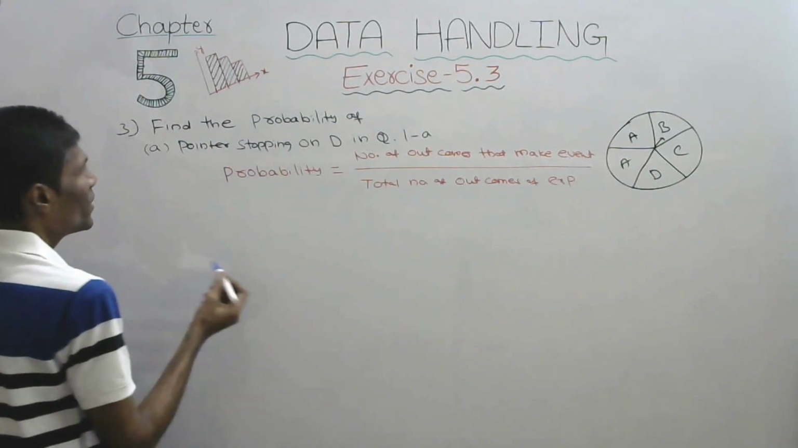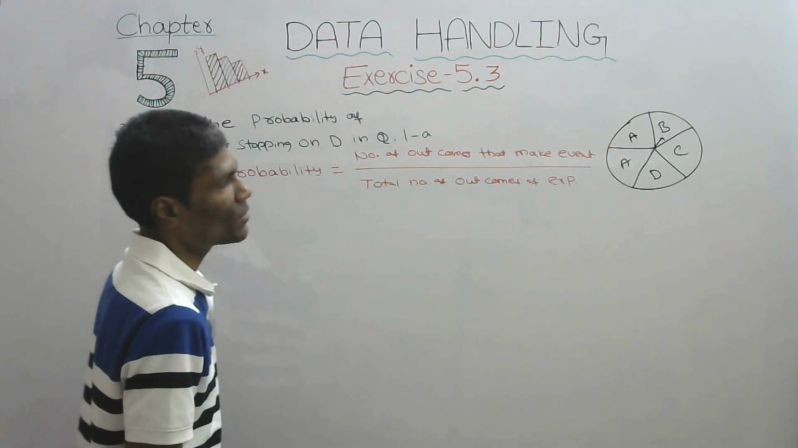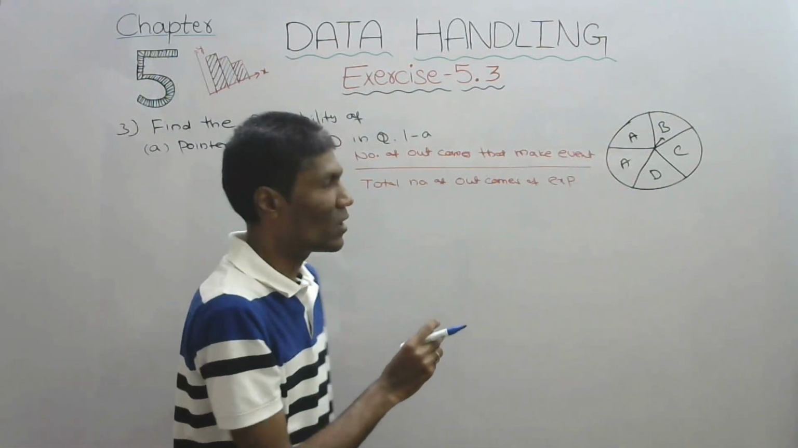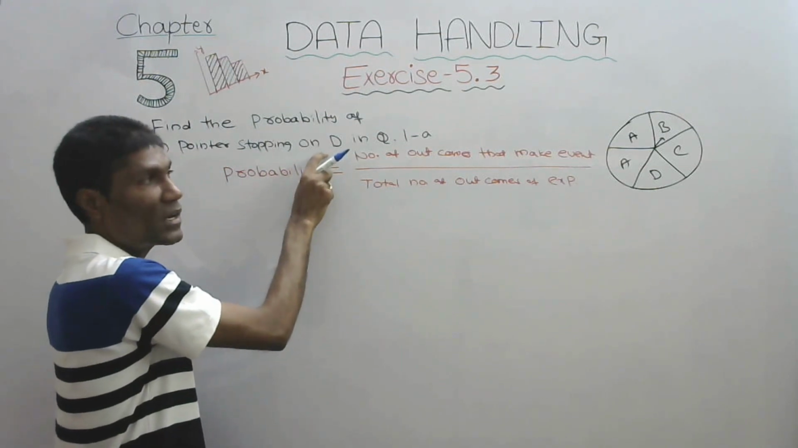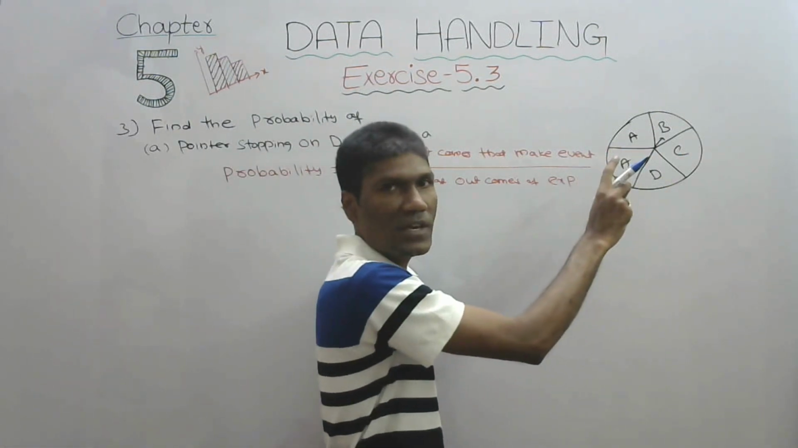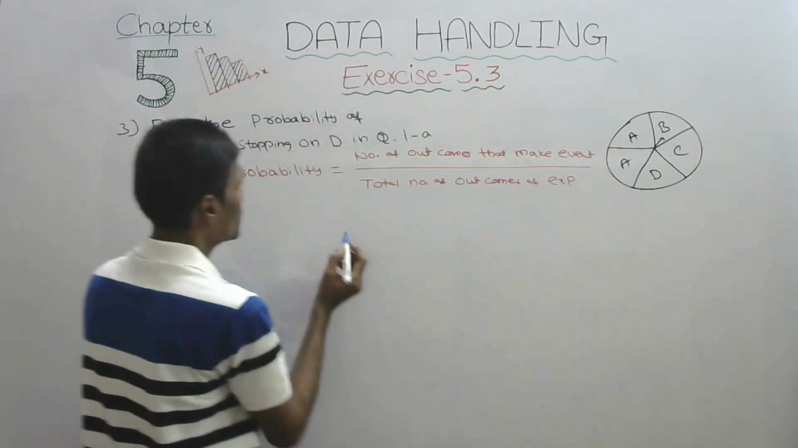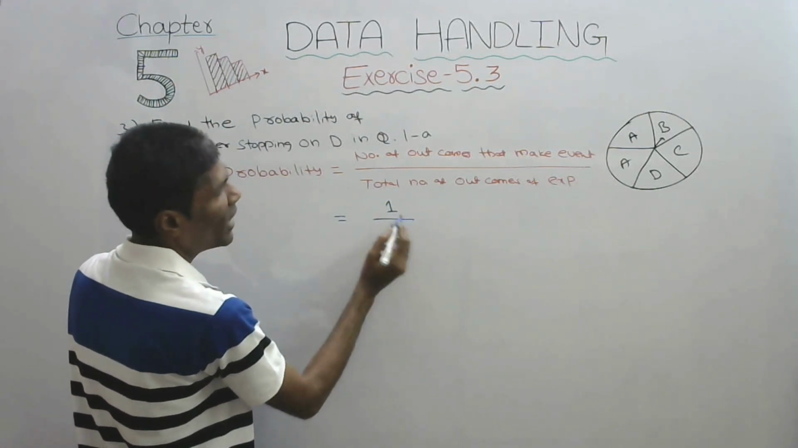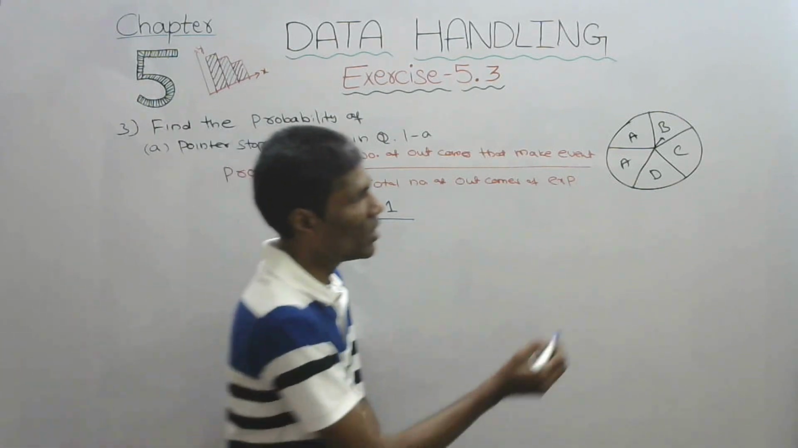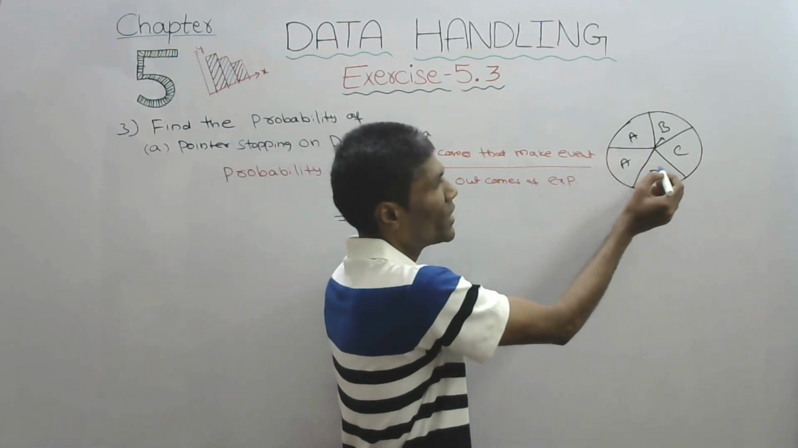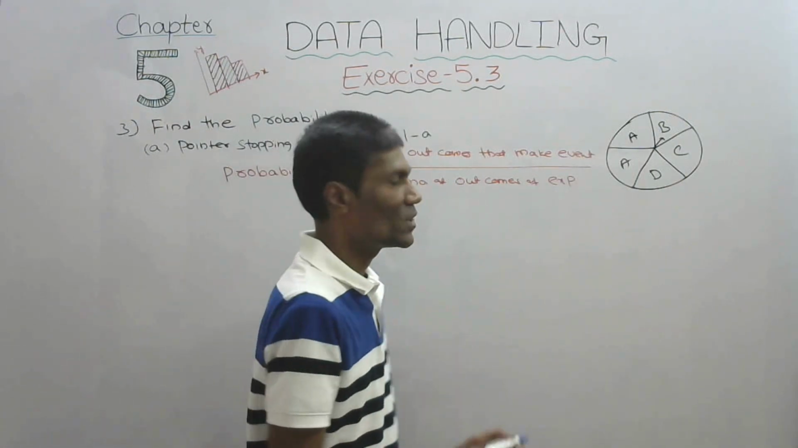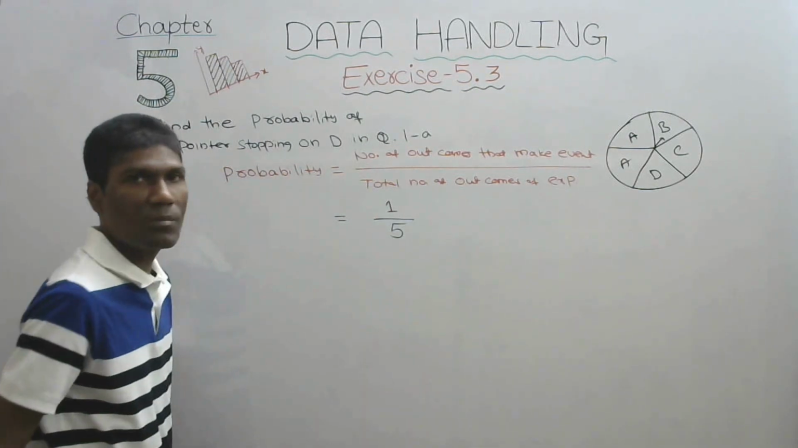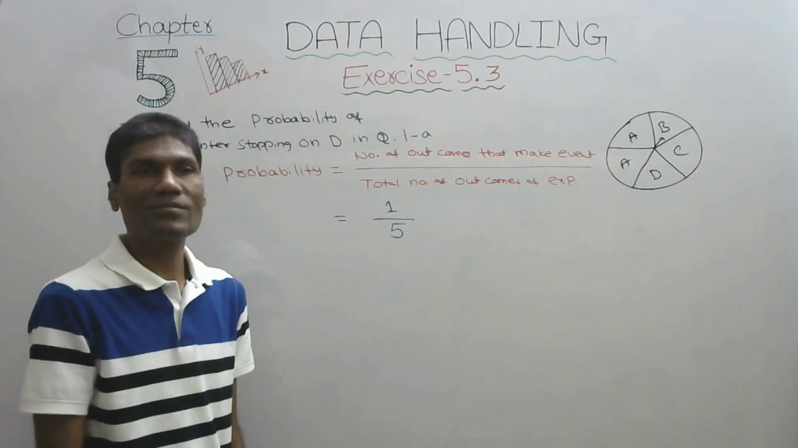Now, for this question, number of outcomes that make an event. What are the outcomes? Different outcomes are there. What outcome do we want? D. How many D's are there? Only one. So the probability will be 1 divided by total number of outcomes. How many outcomes are there? 1, 2, 3, 4, 5. 5. So the answer will be 1 by 5.